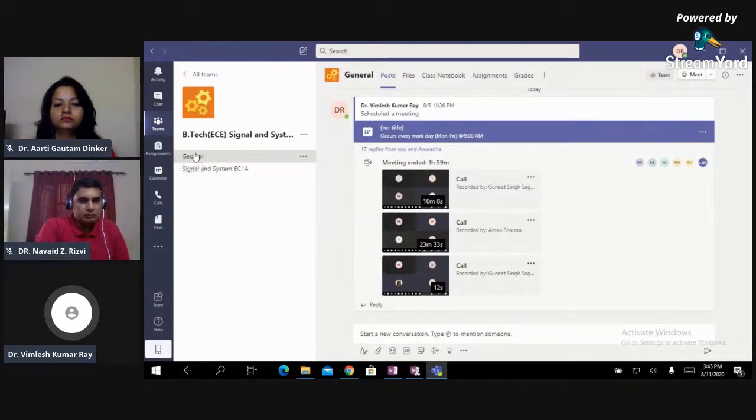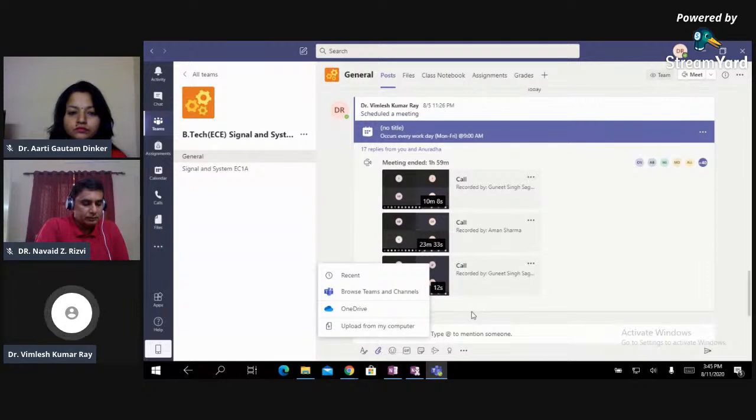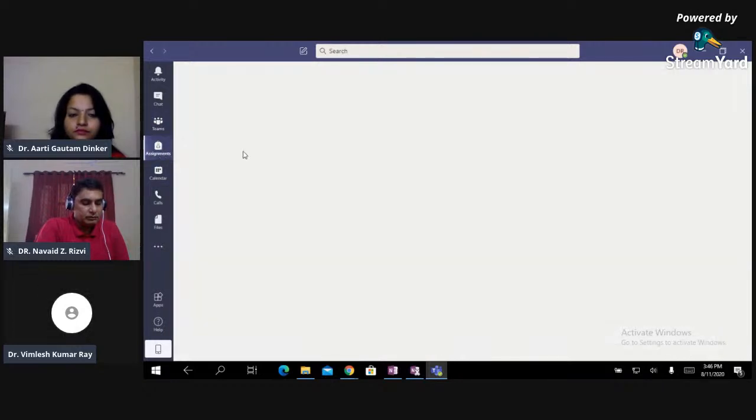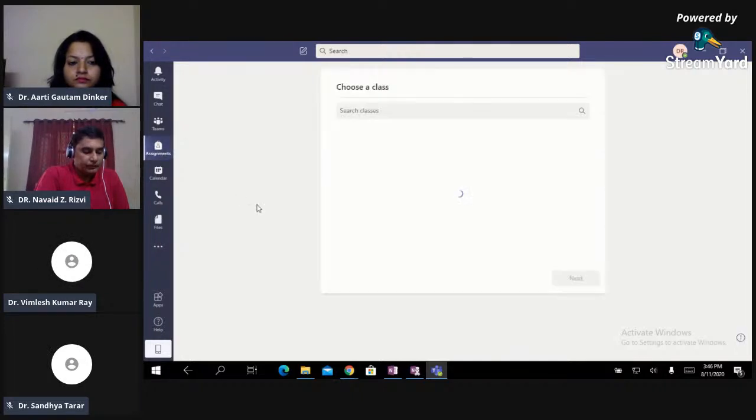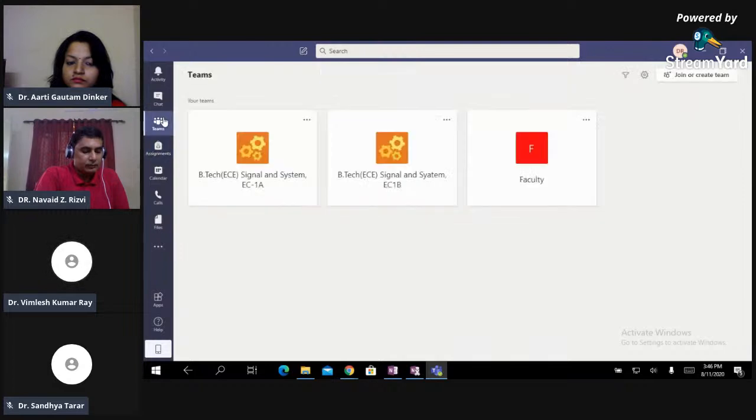Even if you go to the General section, at the bottom, if any teacher has given you an assignment, you can attach here whatever assignment is given to you. By uploading your assignment solution, you can upload it here. You can also go to the Assignment section, although it is meant for teachers, but when you log in, you can submit your assignment there as well. And you can also see the various activities.